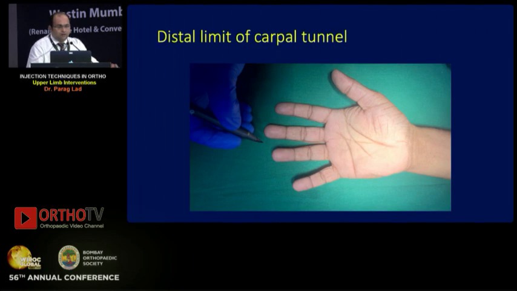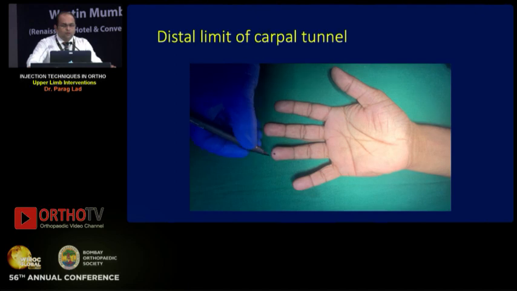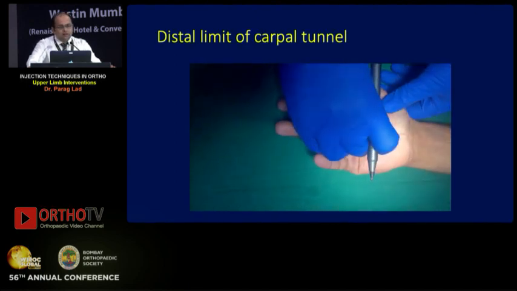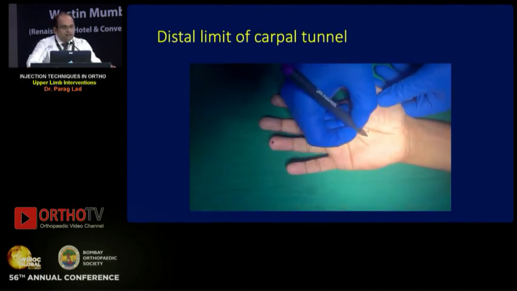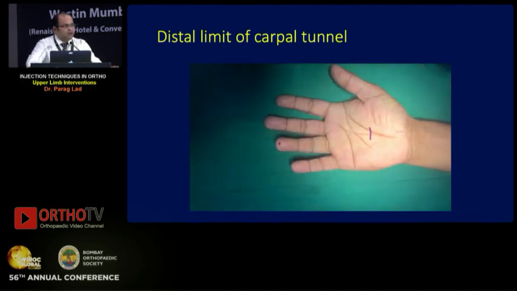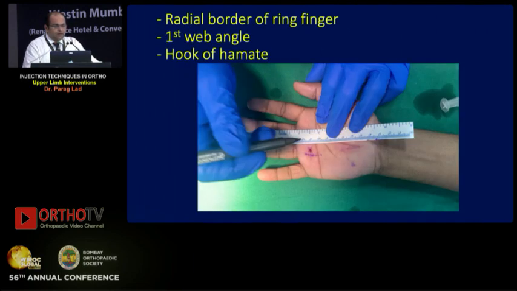So what are the accurate landmarks to give a carpal tunnel injection? You mark the tip of the ring finger, and the point where it touches the palm is the last limit of the carpal tunnel. Beyond this point, or distal to this point, there are important structures like the superficial palmar arch, and the common digital nerve bifurcates at this level from the median and ulnar nerve. So your injection point should be proximal to this point. That is one important message that I would like to give.